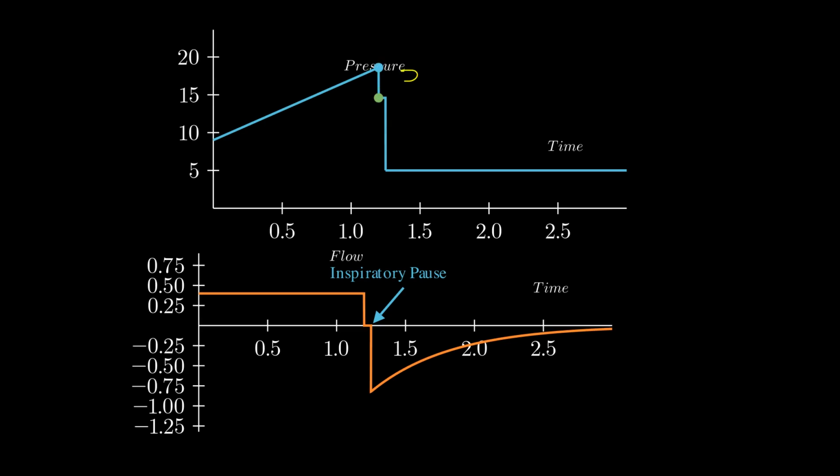The yellow double arrow represents the pressure drop from peak to plateau. This is the trans-airway pressure, also known as the resistive pressure. It should ideally be less than 5 centimeters of water.